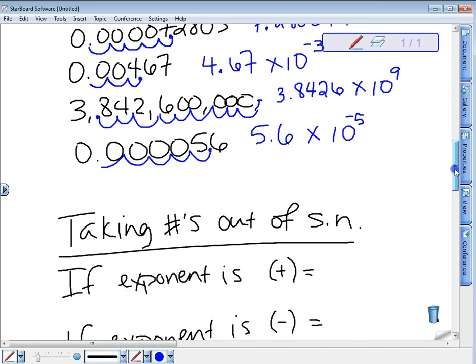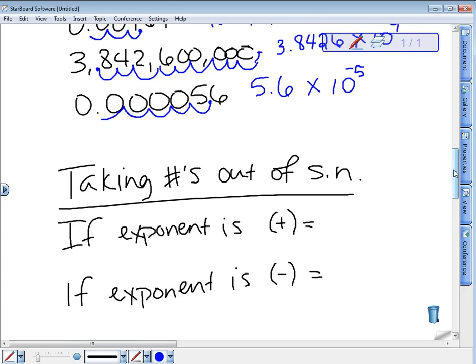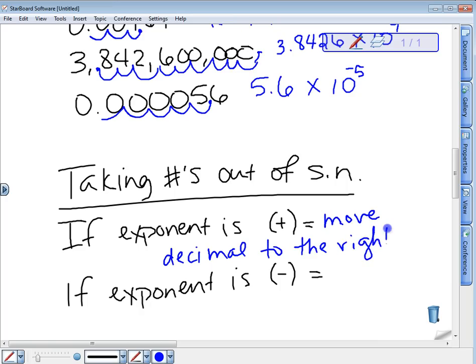Okay, what if I already have something in scientific notation though, and I want to write it in standard form? I want to take it out of scientific notation. Well, if the exponent is positive, that tells me that I need to move my decimal to the right. If my exponent is negative, that tells me I need to move my decimal to the left.